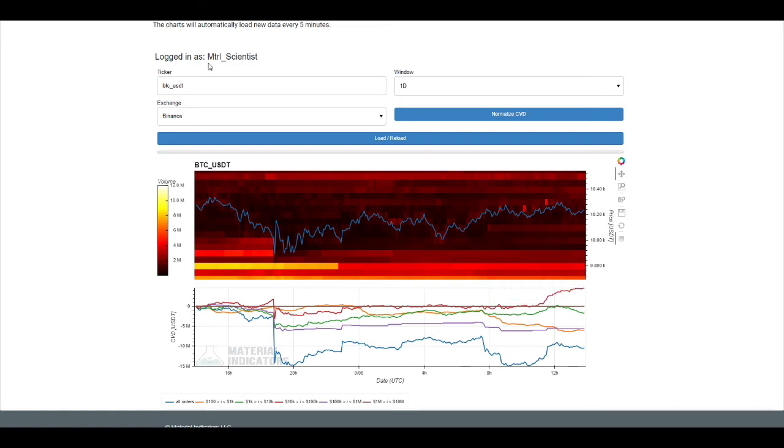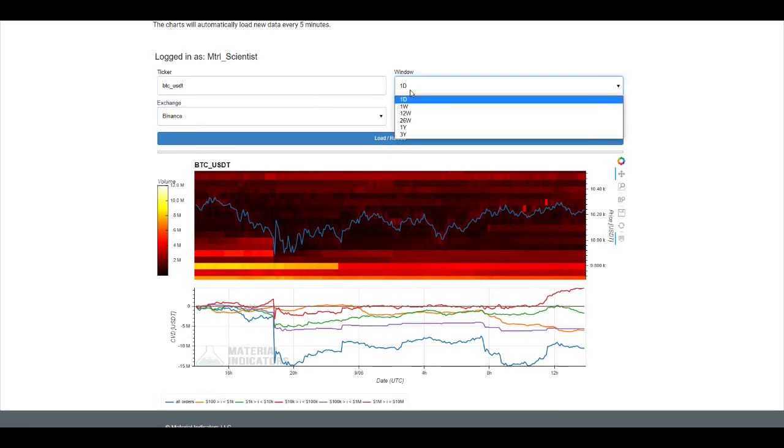This brings us to the upper part of this page, where you can see how you can change the settings of your chart. So here you can just enter the ticker you want. Currently we only offer Binance as the exchange, but this will change later on. Then here you can set the time window of your preference.